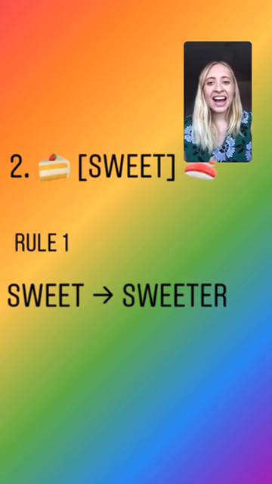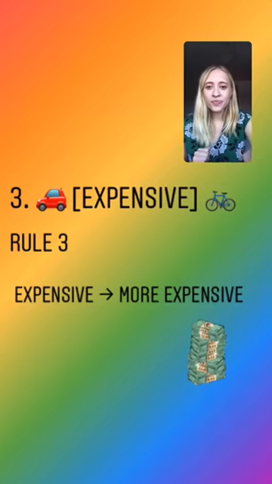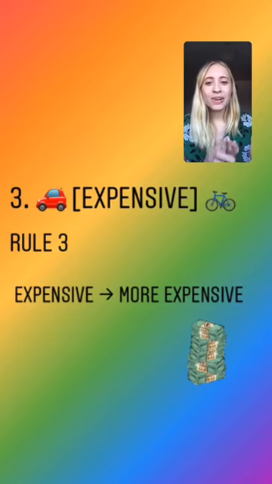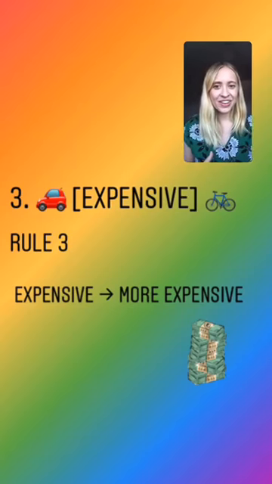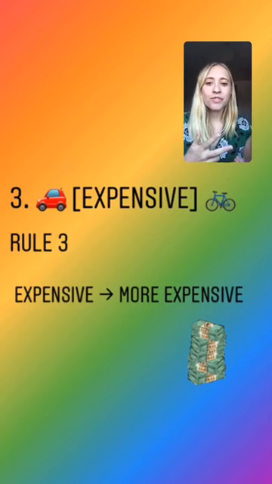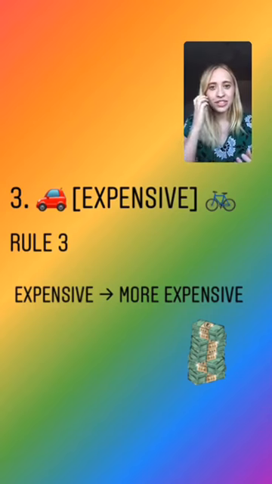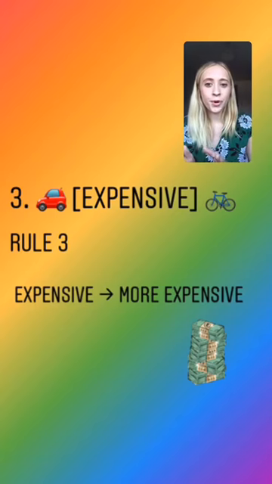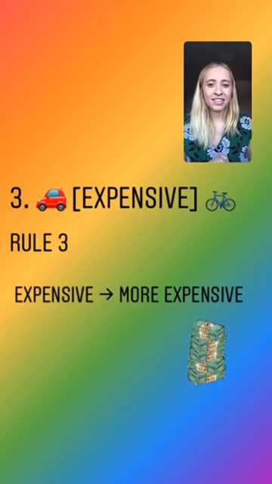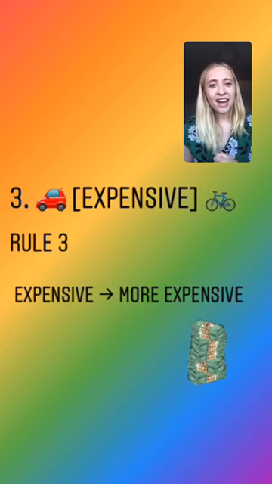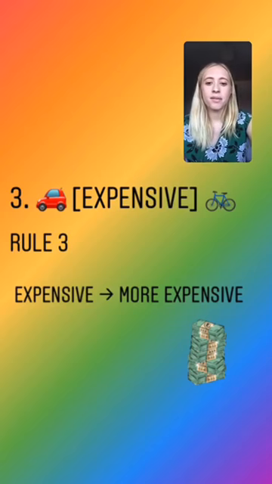Okay. Number 3. We had expensive. The correct answer is more expensive. Okay, this is rule number 3. It has more than 2 syllables, so we add more. So the sentence is cars are more expensive than bikes.